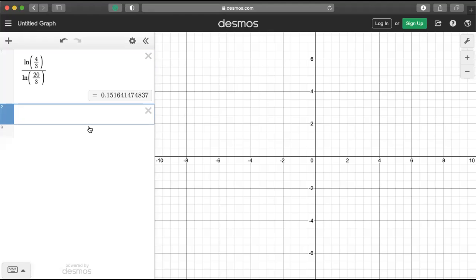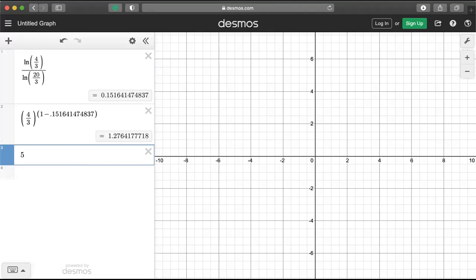Okay. So on the left-hand side, we had 4/3 to the 1 minus, and I'm going to just write all these decimals out. 0.151641474837, and the other one was 5 to the 0.151641474837. You can see we're getting the same answer. So this is the correct answer for this problem.